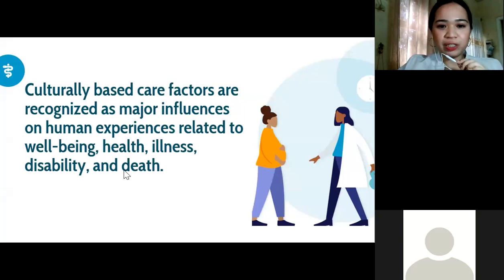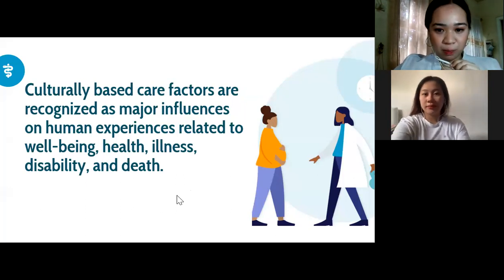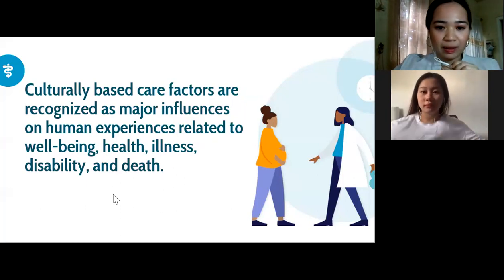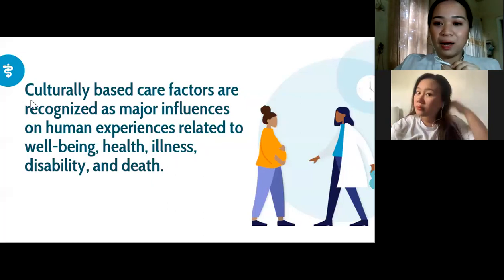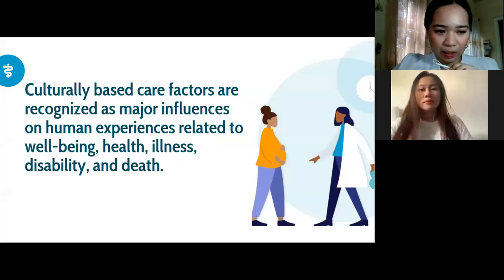Culturally based care factors are recognized as major influences on human experiences related to well-being, health, illness, disability, and death. So lahat ng mga binasa natin na slides here, it will be explained later on.